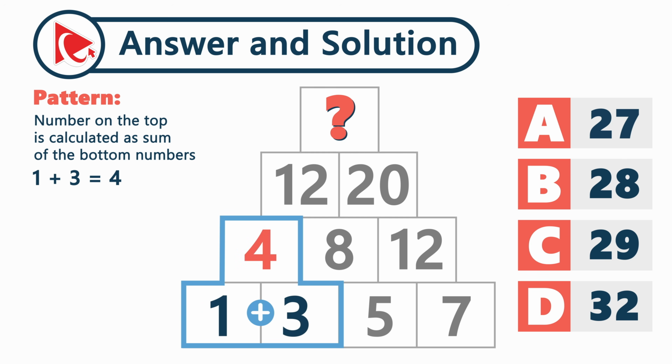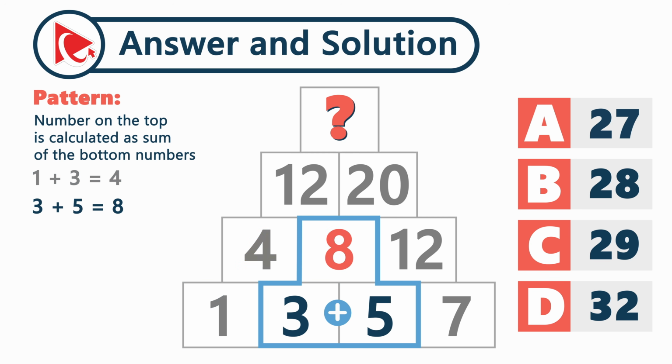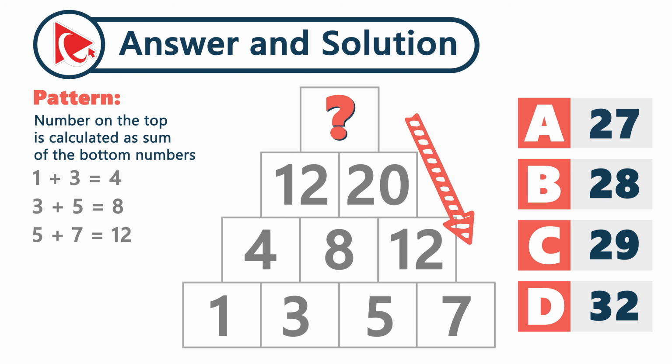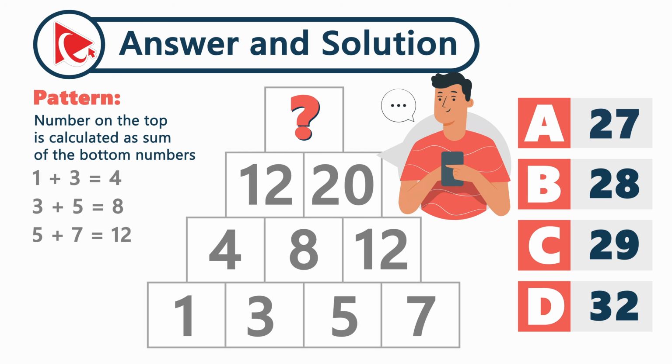1 plus 3 equals 4. 3 plus 5 equals 8. 5 plus 7 equals 12. By the way, I tried to confuse you by presenting the numbers from top to bottom. Was I successful? Please let me know in comments.